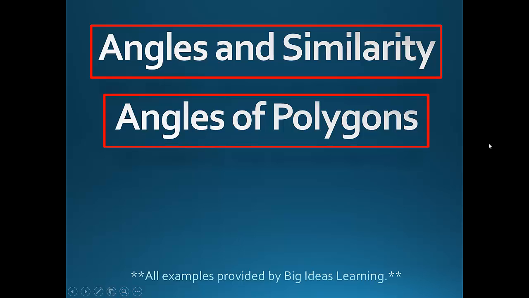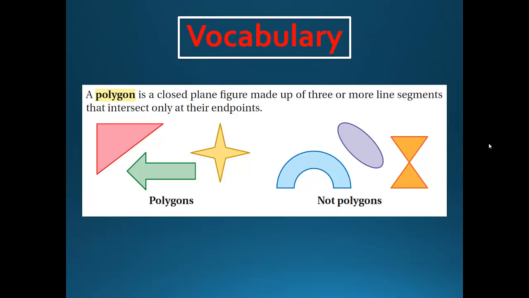Today's lesson is on angles of polygons. First, we'll look at our vocabulary. A polygon is a closed plane figure made up of 3 or more line segments that intersect only at their endpoints. So the figures you see on the left are polygons, and the figures you see on the right are not polygons.